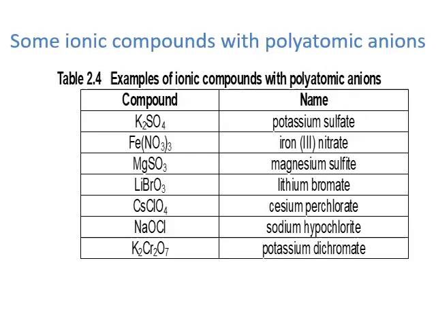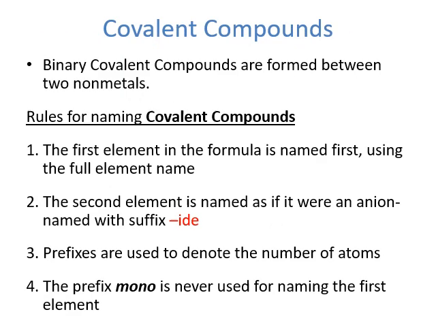Alright. So some ionic compounds with a polyatomic anion, for example, we have potassium sulfate, iron(III) nitrate, magnesium sulfate, lithium bromate, and then we have cesium perchlorate because we have 4 here, and then we have NaOCl, sodium hypochlorite, and this is potassium dichromate. Alright, please memorize this.